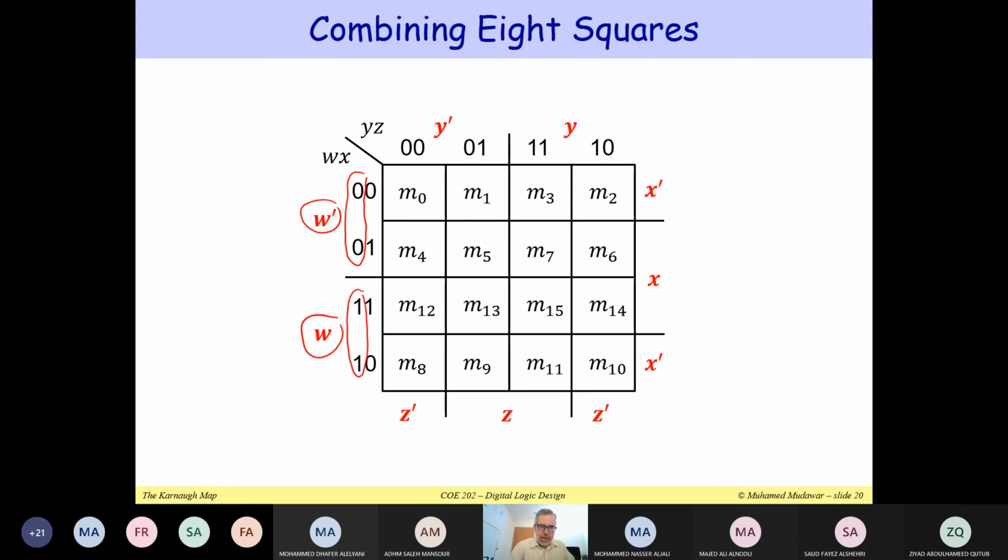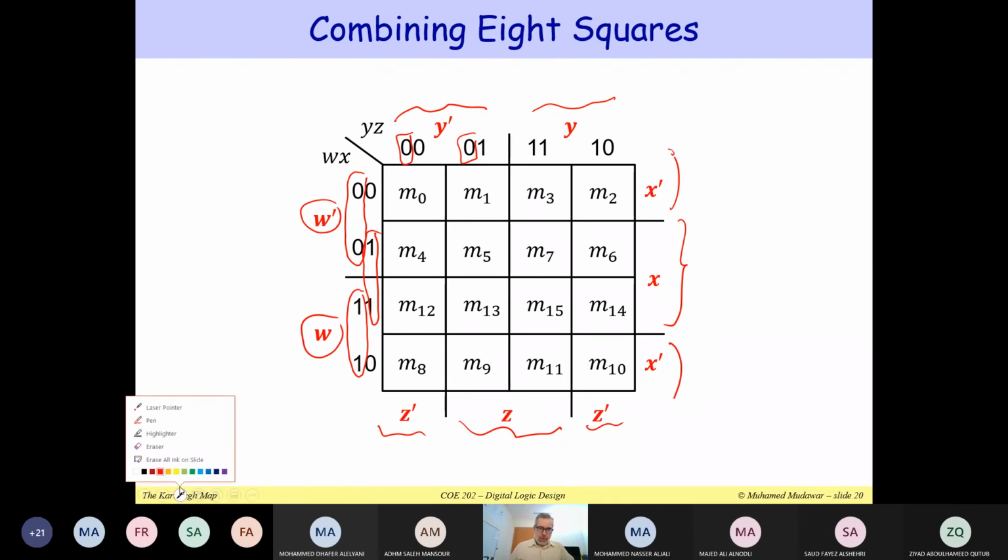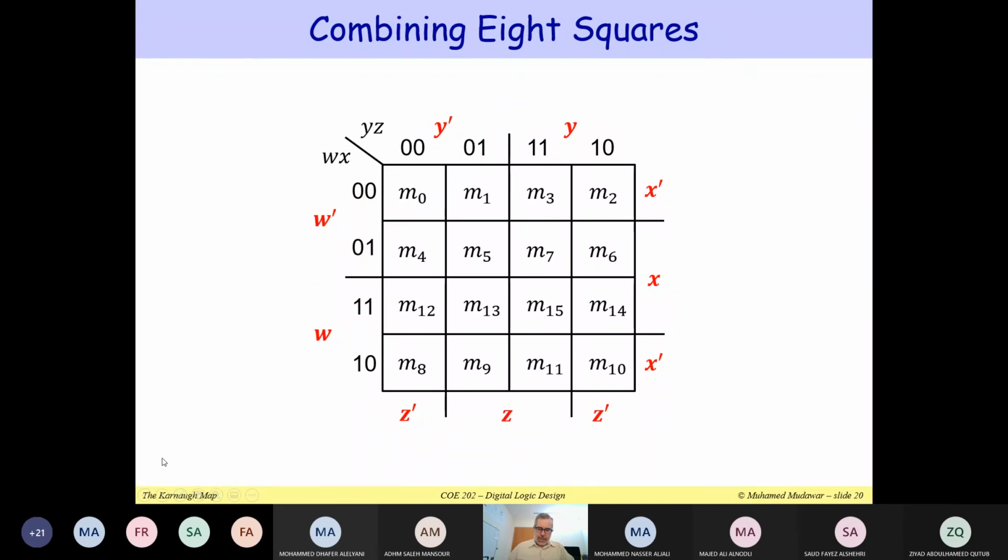So this is W. Now for the 2 columns here, Y equals 0, so this is Y prime, and this is Y. These 2 will have Z, and these 2 which are on the boundary will be Z prime. These 2 in the middle are X equal to 1, whereas these 2 on the boundary will be X prime. Fine. So this is my 4-variable Karnaugh map.